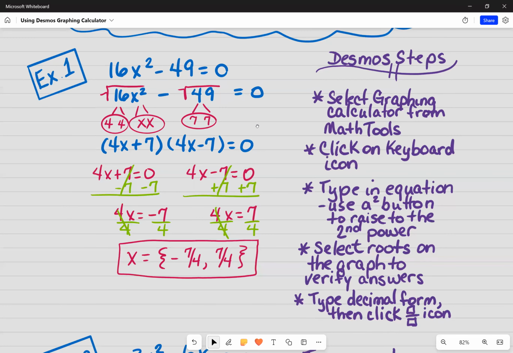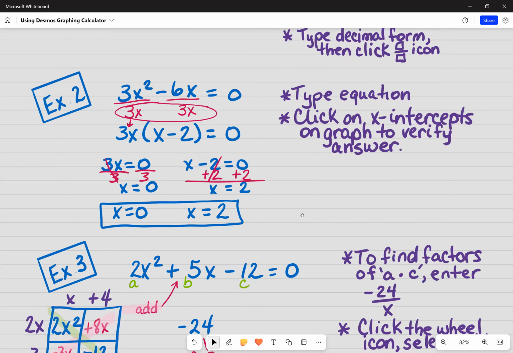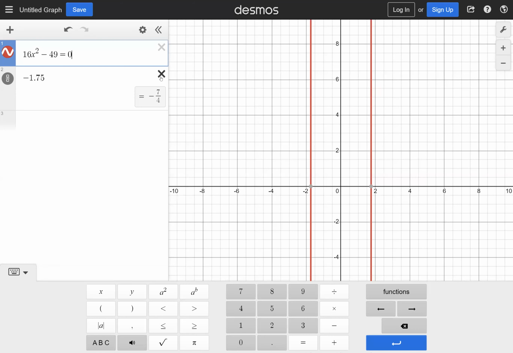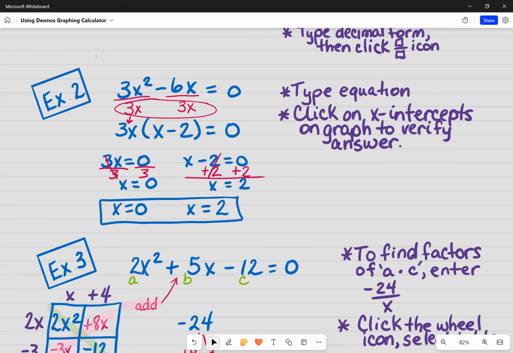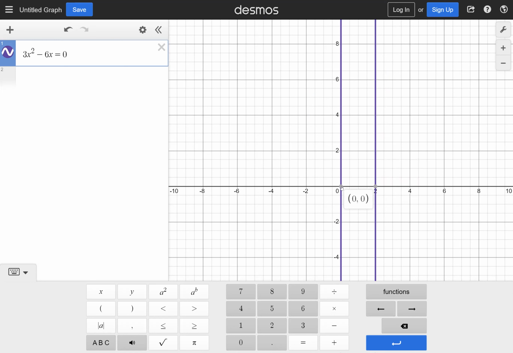Moving on to example 2. I have another one where I'm trying to solve a quadratic by factoring. So I'm just going to go back, delete what I currently have, and type in 3x squared, and again, shift 6. And now I put 2 instead of using my keyboard. And it was -6x is equal to 0. I don't have to put the equal 0. I just do it because that's what the problem showed me.